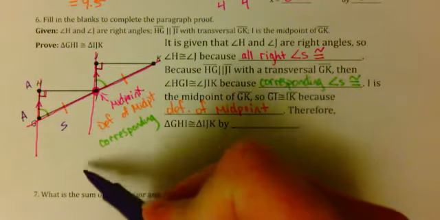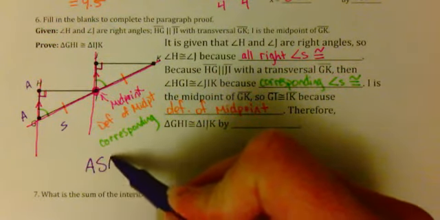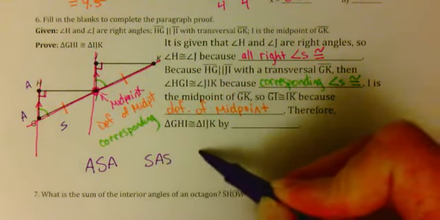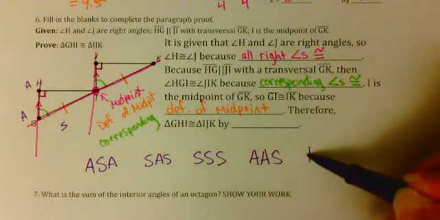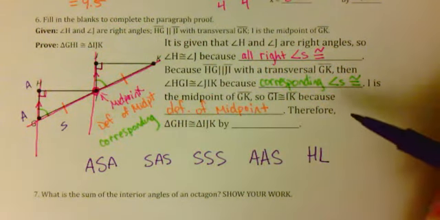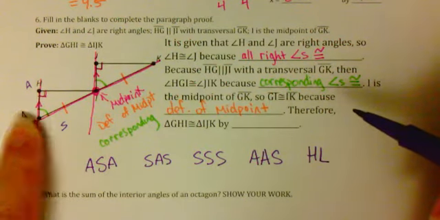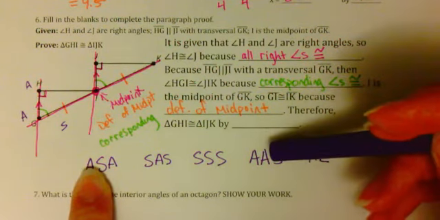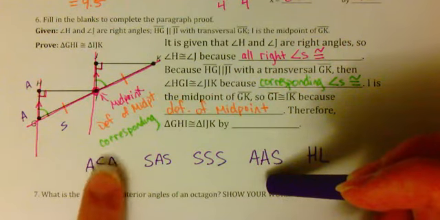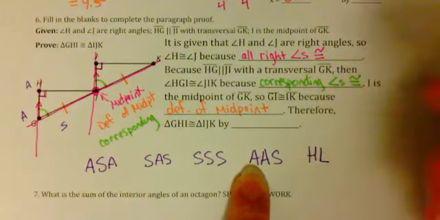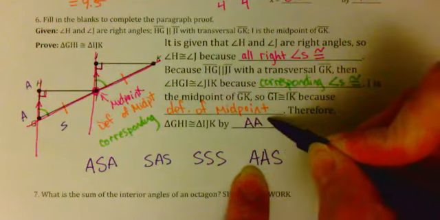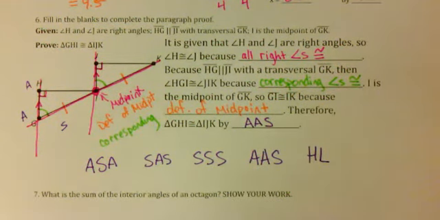When you think about all the triangle congruency statements, angle, side, angle, angle, angle, side, side, and HL, the ones that have two angles are angle, side, angle, and angle, angle, side. Is the side between the two angles, is it the included side? No. So it has to be angle, angle, side. That's how you'd finish that paragraph proof.